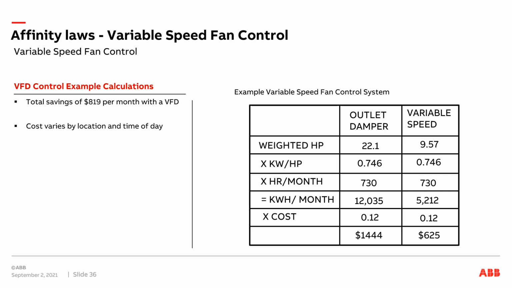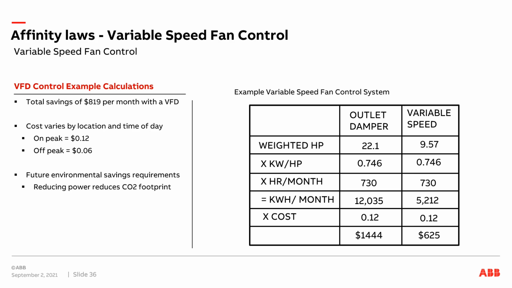Now, cost varies by location and time of day. On peak could be 12 cents per kilowatt hour. Off peak could be 6 cents per kilowatt hour. I'm not compensating for any of that in this chart here. This is just basically showing you a basic idea of where the math goes. Future environmental savings and requirements should always be considered. Adding a drive to a system not only saves energy, it helps the environment. Reducing your power reduces your CO2 footprint, and that can also be considered.